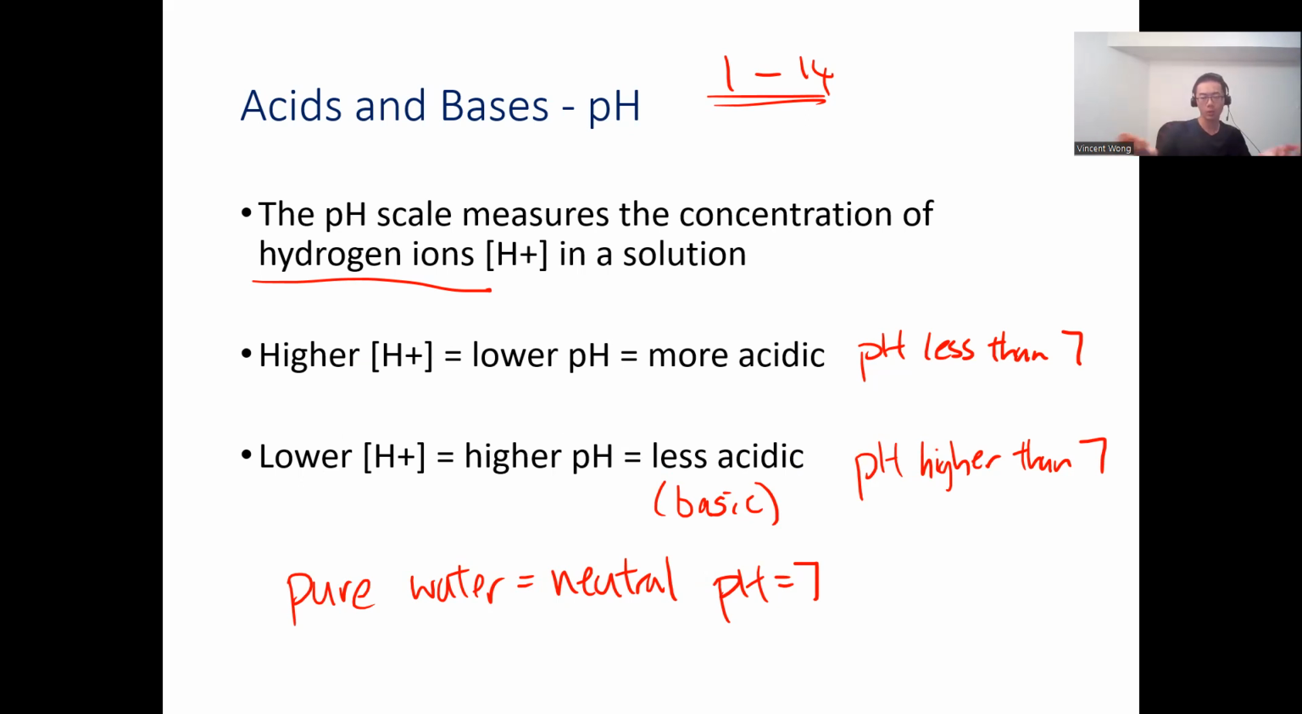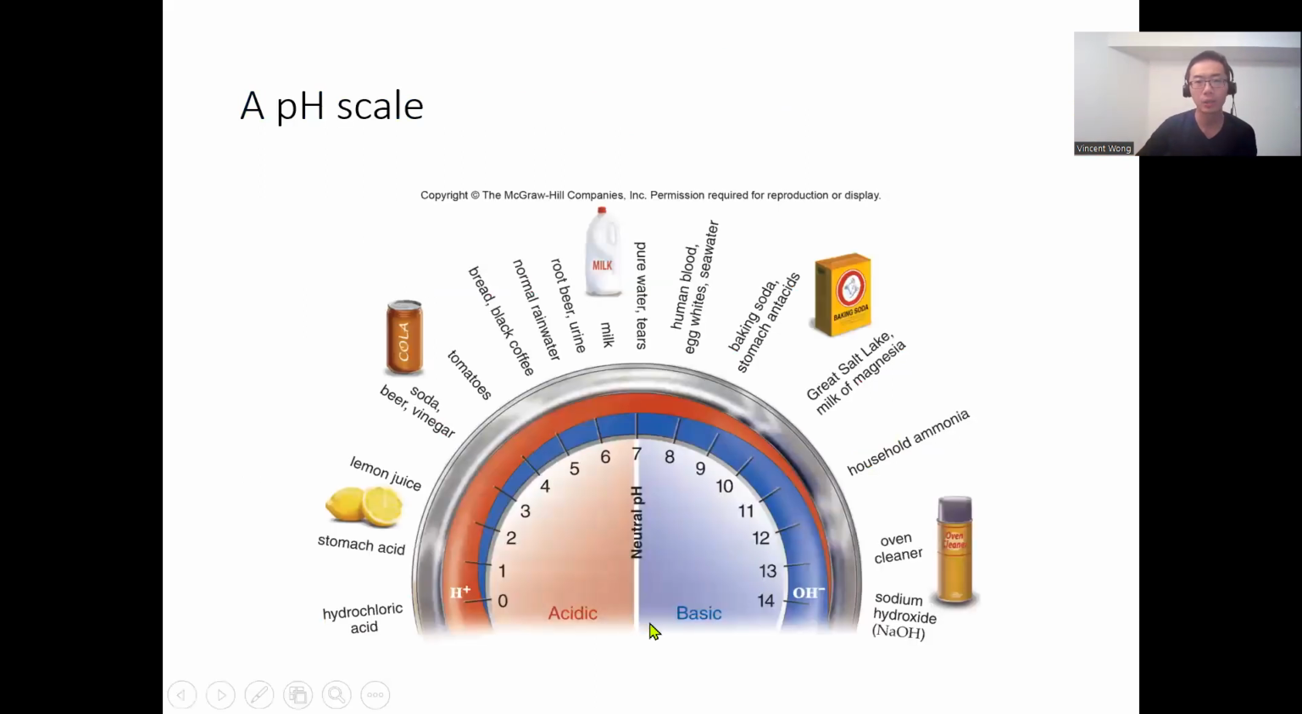Like salt water, it is also neutral. But just know that there are exceptions. It's one of the first things I taught you: not everything is so clear cut in science. Sometimes it doesn't have to be this or that. So things that are basic would include cleaning products, like baking soda, bleach, soap. And in fact, our blood is a little bit basic.